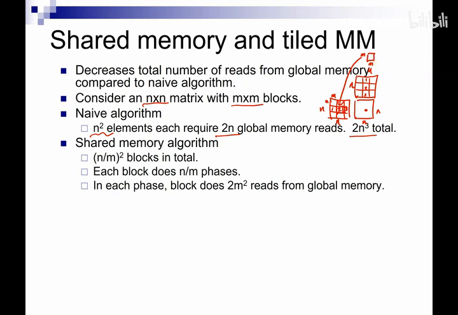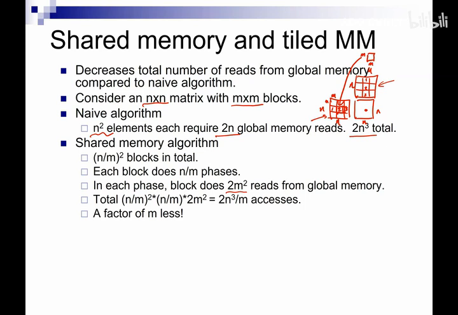We're going to read all of this data from global memory into shared memory once, and we do this once for the M matrix and another time for the N matrix. Therefore, it's going to be 2m squared reads from global memory into shared memory per phase. The total number of phases is n divided by m, and this is just for one thread block.